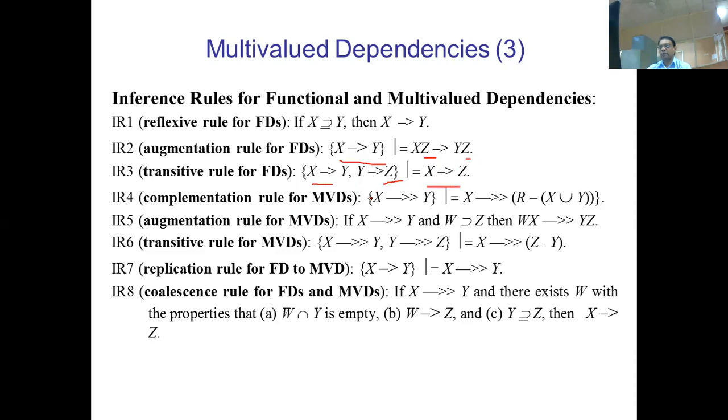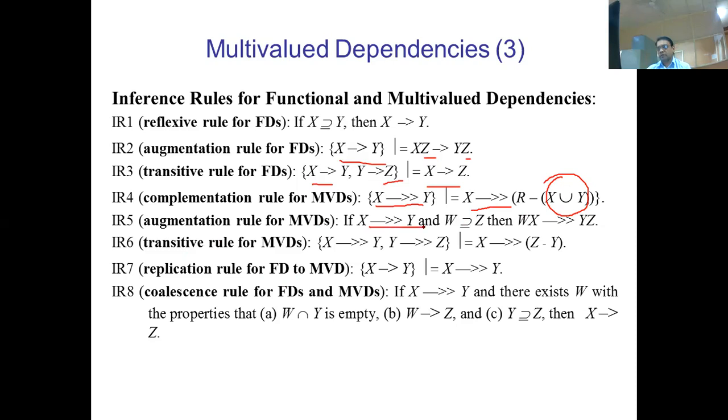Complementation rule for multivariate dependency: if X multi-determines Y, then we can write it as X multi-determines R minus (X union Y). It may be Z, R minus the attributes X and Y that are not available in both the RHS and LHS, R minus (X union Y).